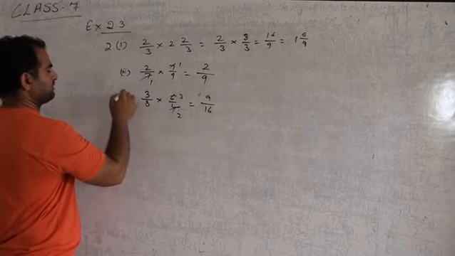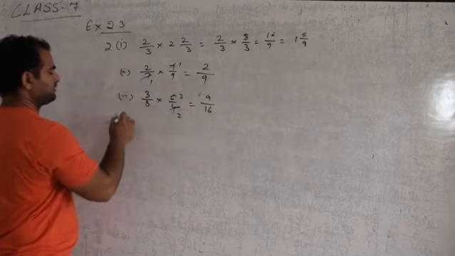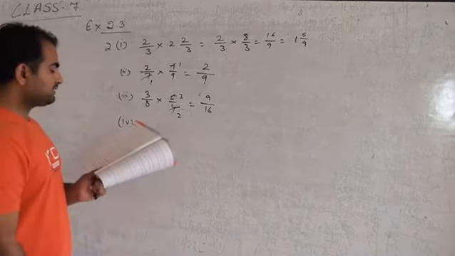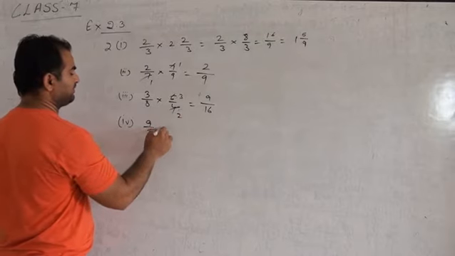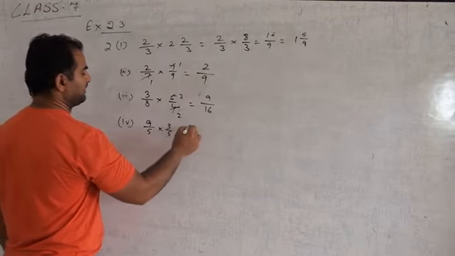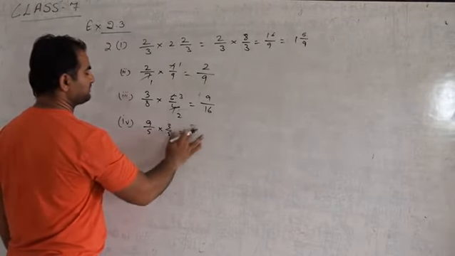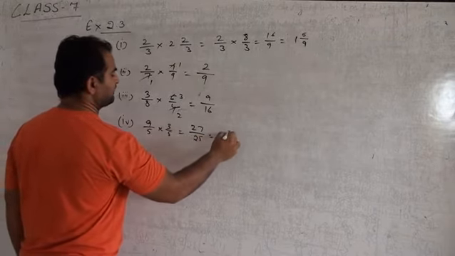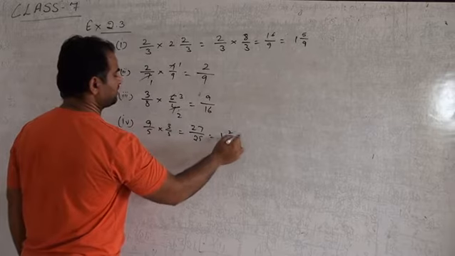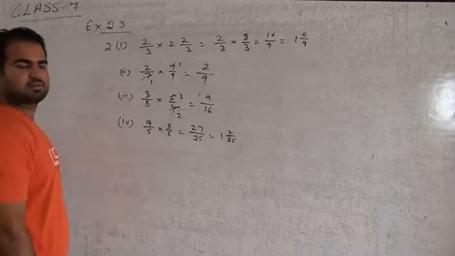Question number 3. What is the fourth one? The fourth one is 9 by 5 into 3 by 5. 9 by 5 into 3 by 5 equals 27 by 25. So we can say that 1 2 upon 25 is the final answer.